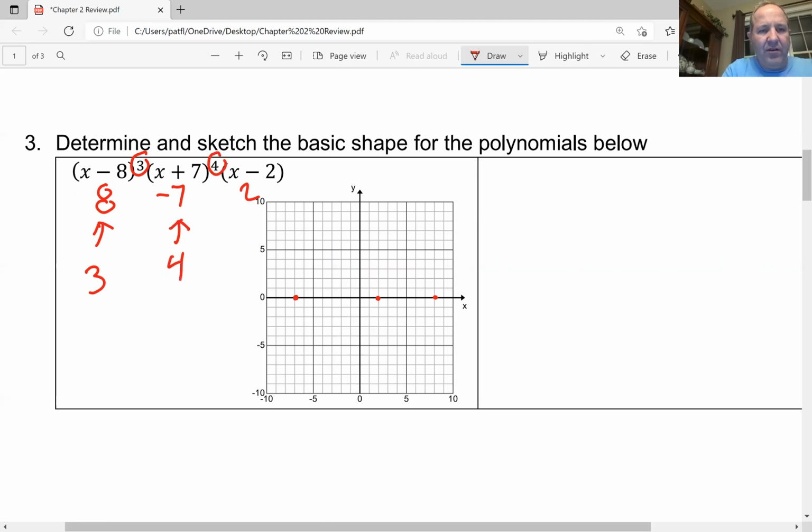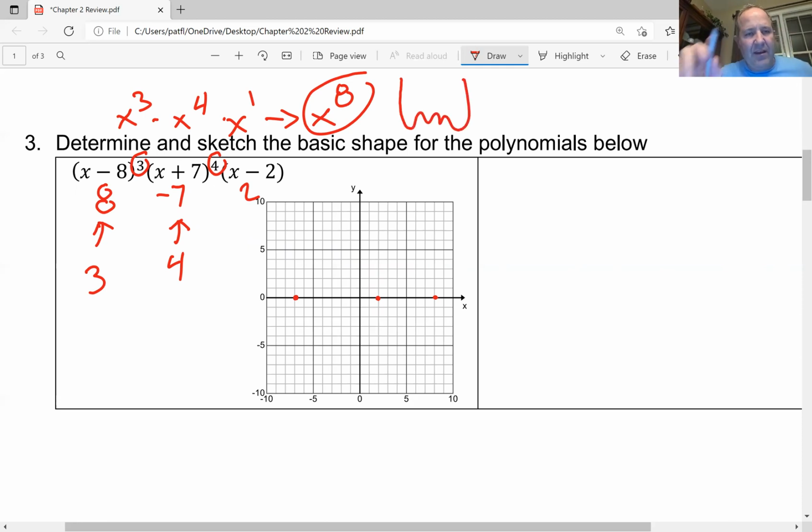That happens 1. If I were to multiply all this out, we're going to have an x cubed, an x to the 4th, x to the 1st, which will wind up to be x to the 8th. So that means the shape's going to be something kind of like that.